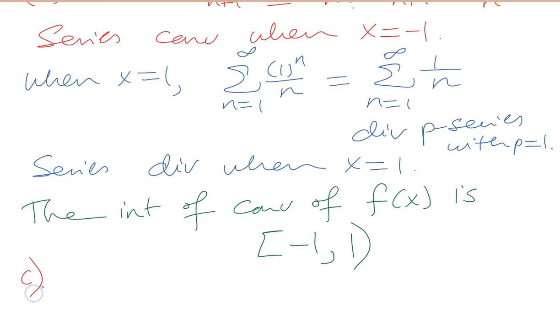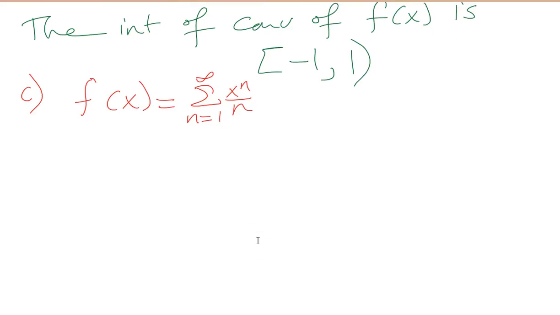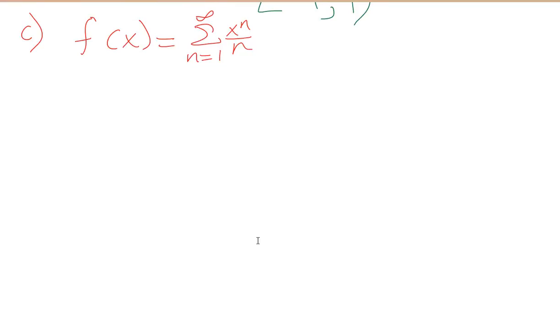Now, before we wrap up the problem, realize it has part C. For part C, you are asked to find f dashed of x. Let me write f of x first for you. F of x in question is the summation of x to the n over n. In part C, you are asked to find the interval of convergence for the derivative.